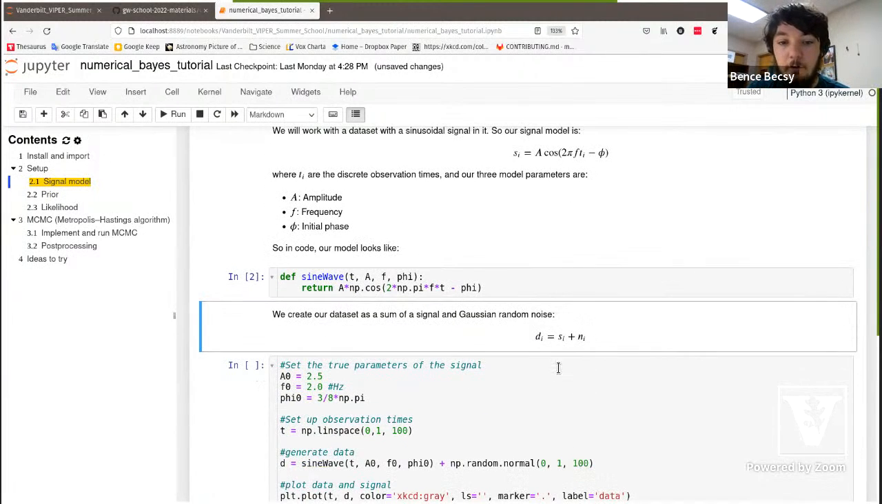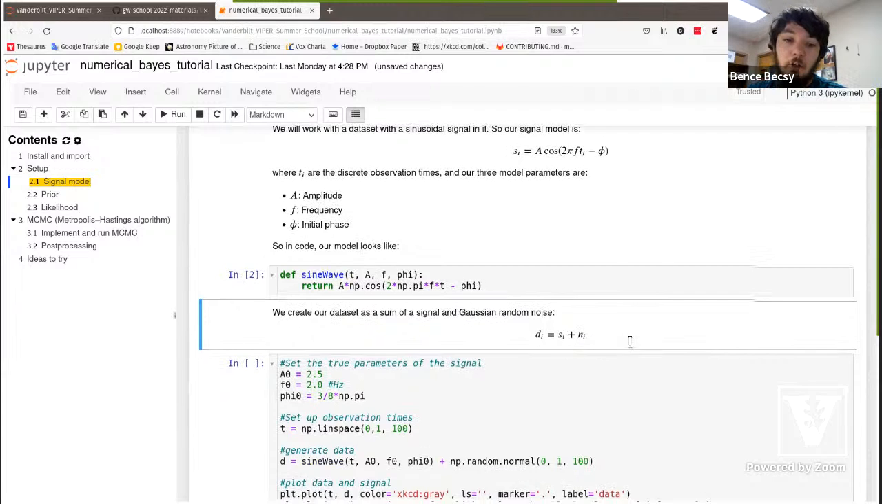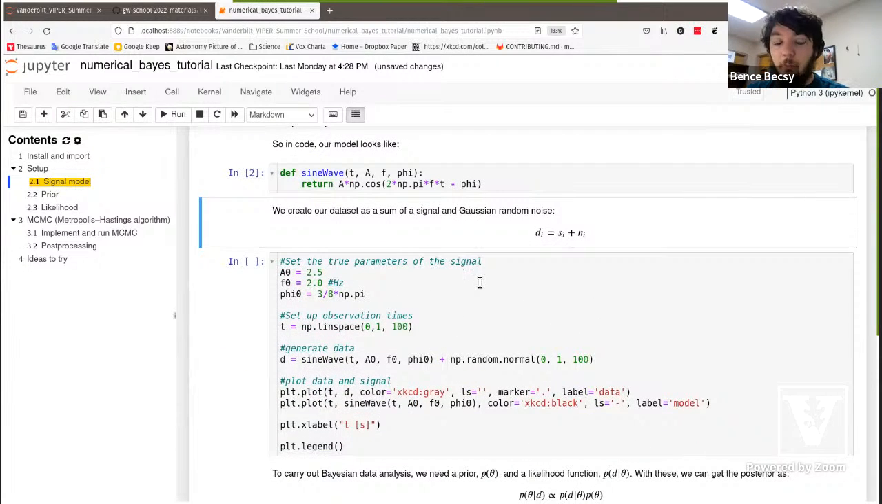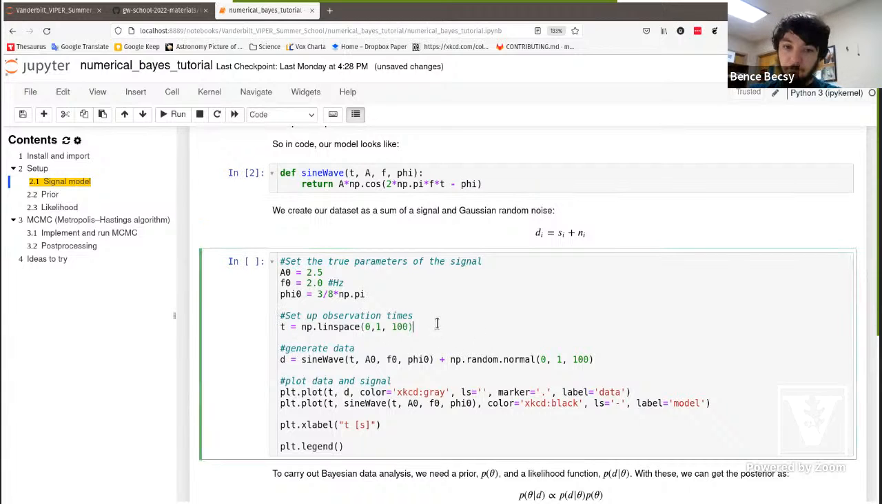So then we go on to actually generate our simple data set. Our data series will just look like the signal plus some noise. We take some parameters for the signal, for the amplitude, the frequency, the phase, and we set up some observation times where we sample this.